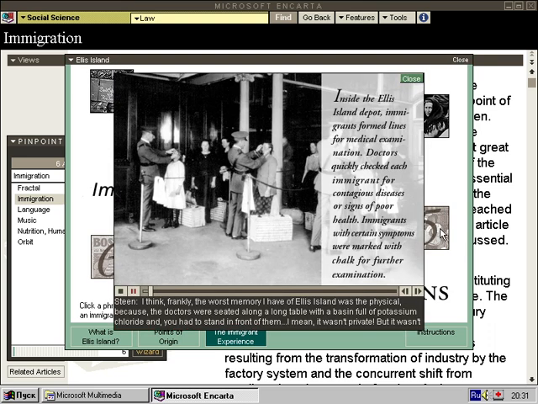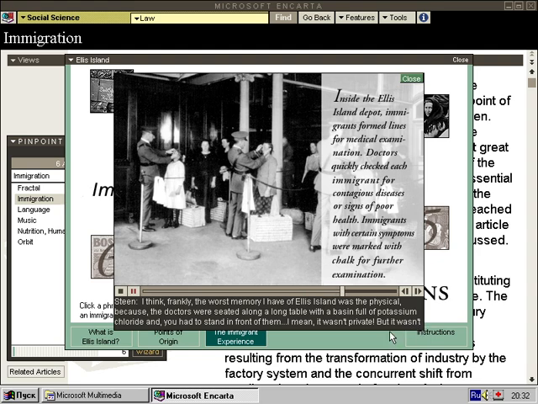I think, frankly, the worst memory I have of Ellis Island was the physical, because the doctors were seated at a long table with a basin full of potassium chloride, and you had to stand in front of them. I mean, it wasn't private, but it wasn't personal. Looking back, I think it was impersonalized. But nevertheless, it's a very unpleasant memory. It was years later, I just thought they didn't have to do it that way. There must have been some other way.